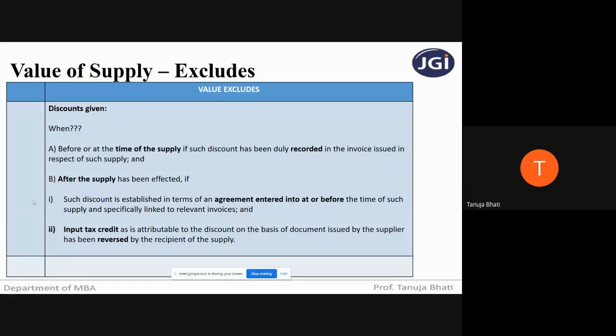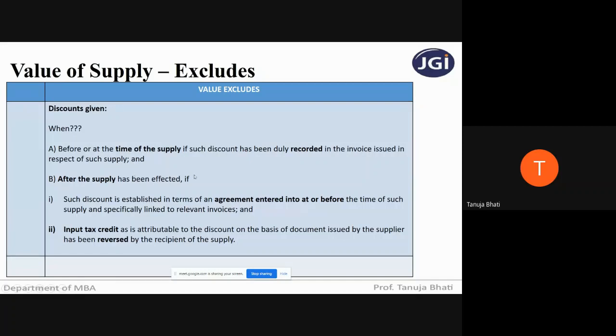One is discount given before or at the time of supply, and the other is discount given after the supply has been effected. After the supply, once the supply is done, also such discount should be excluded only and only if such discount is established in terms of an agreement entered before or at the time of such supply and specifically linked to relevant invoices, and input tax credit as is attributable to discount on the basis of document issued by the supplier has been reversed by the recipient of supply.